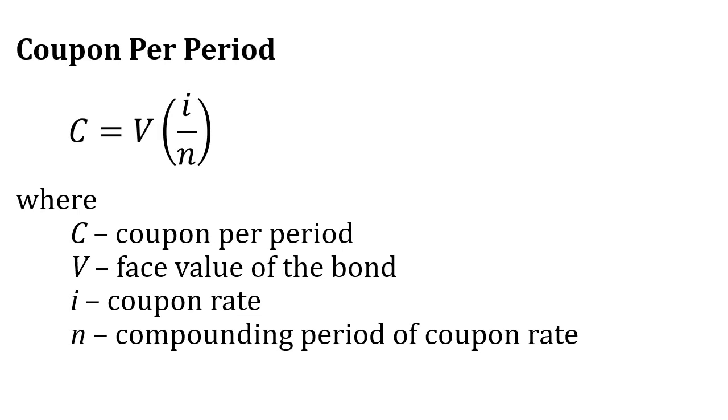Now let's proceed to coupon per period. To solve for the coupon per period, the formula is C equals V times I over N, where C is the coupon per period, V is the face value of the bond, I is the coupon rate, and N is the compounding period of a coupon rate. So take note that I here is another percent, another rate, okay?